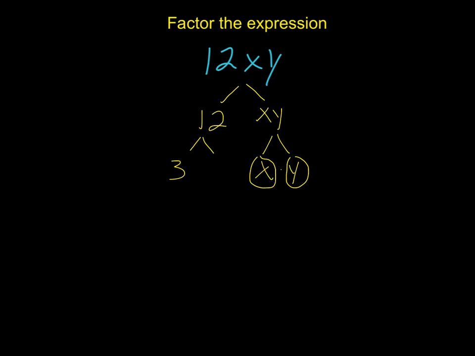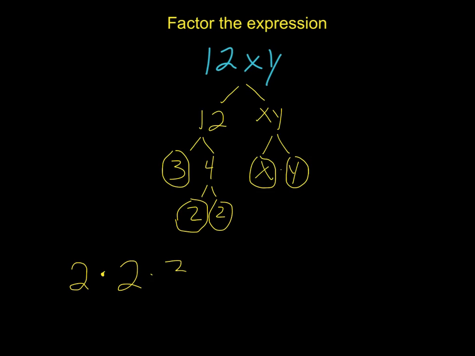So I know 12 is 3 times 4, and 3 is prime, so I circle it. And 4 is 2 times 2, and I circle those because they are prime. And now I'm going to write out the factors here. Now, I'm going to use the dot for the timesing when I write these out because I have a variable x. And if I'm putting the times sign with an x, it's going to get confusing. So I could write it out like this, or I could write it 2 squared times 3 times x times y. And we always put the variables at the end.